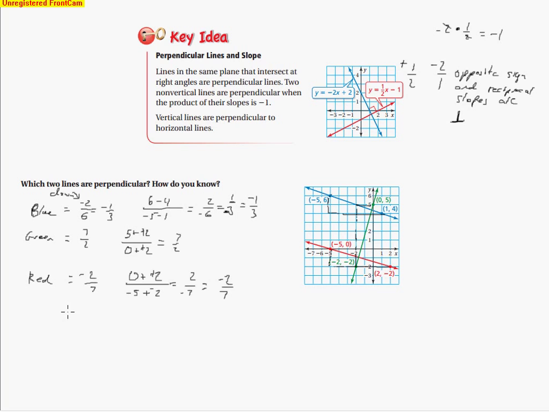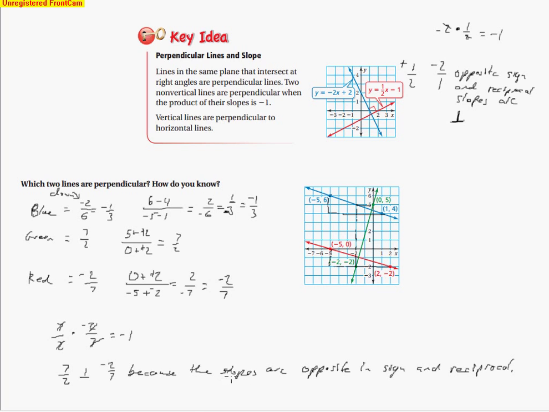So let's take a look at the green line slope and the red line slope. If you're able to multiply them and the product is negative 1, which we have, then they are perpendicular. And notice that 7 over 2 is perpendicular to negative 2 over 7 because the slopes are opposite in sign and reciprocal of one another. I'll add that extra part in there, make it sound a little better.